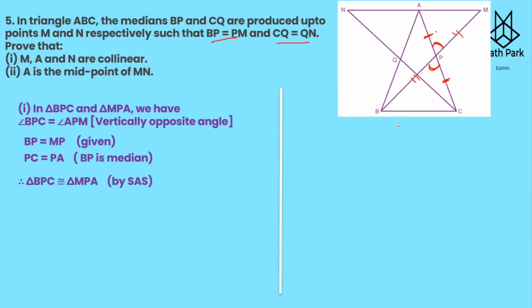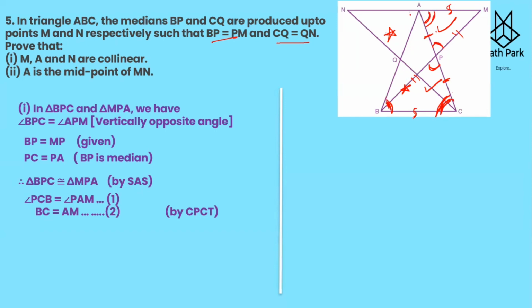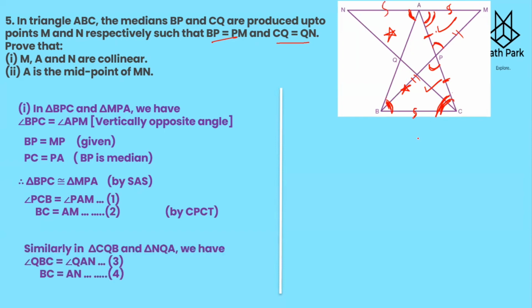Since the triangles are congruent, you get angle PCB is equal to angle PAM, corresponding angles of congruent triangles. And you have BC is equal to AM, by CPCT. Now, similarly, we will be able to prove that these two triangles are congruent, the ones which I have marked. If we prove these triangles congruent, then angle QBC will be equal to angle NAQ, and also you will get NA is equal to BC by CPCT. Got it? So we will be able to prove triangles CQB and NQA are also congruent by SAS, as we did in the previous case.